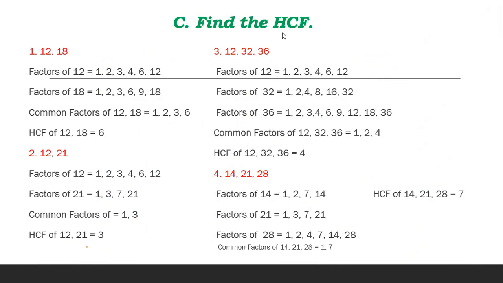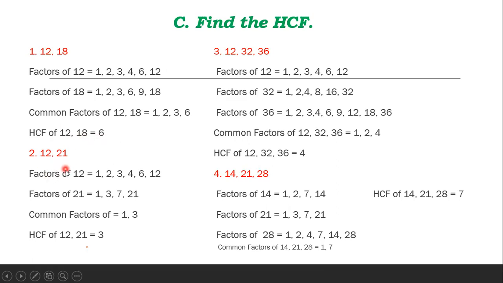Next, find the HCF of 12 and 18. Factors of 12: 1, 2, 3, 4, 6, 12. Factors of 18: 1, 2, 3, 6, 9, 18. Common factors of 12 and 18 are 1, 2, 3, 6. In this, which is the biggest number, the highest number? 6. So the HCF of 12 and 18 is 6.